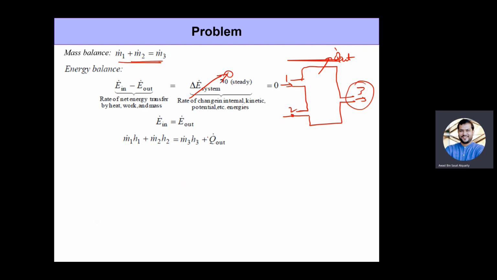Now, when we're trying to solve this, we don't want too many unknowns in this energy balance equation. So we're going to replace m dot 3 with m dot 1 plus m dot 2.